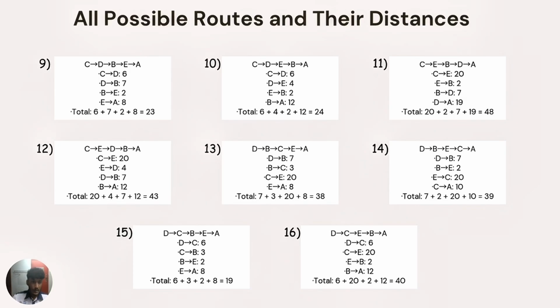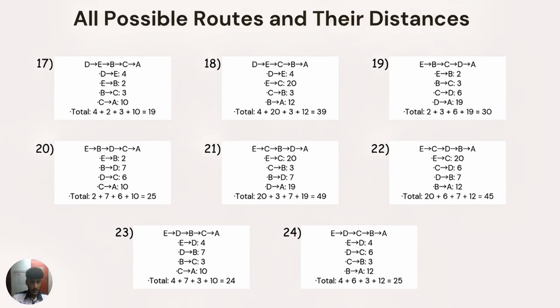Number 9 is C, D, E, B, A, which is 23. Number 10 is C, D, B, E, A, which is 24. Number 11 is C, E, B, D, A, which is 48. Number 12 is C, E, D, B, A, which is 43, and next is D, B, C, E, A, which is 38. Number 14 is D, B, E, C, A, which is 39. Number 15 is D, C, B, E, A, which is 19, and 16 is D, C, E, B, A, which is 40. Number 17 is D, E, B, C, A, which is 19.